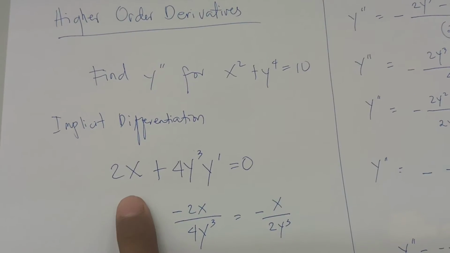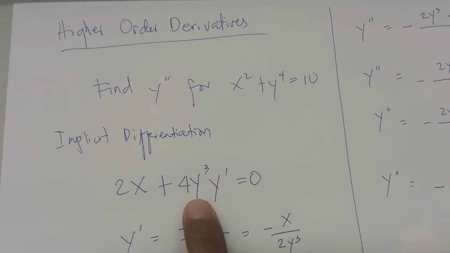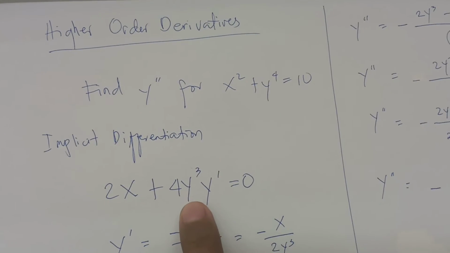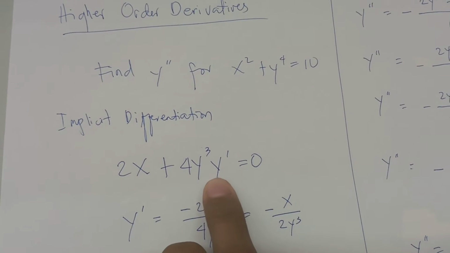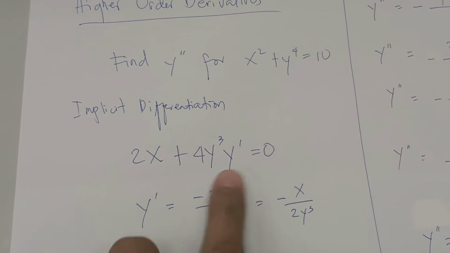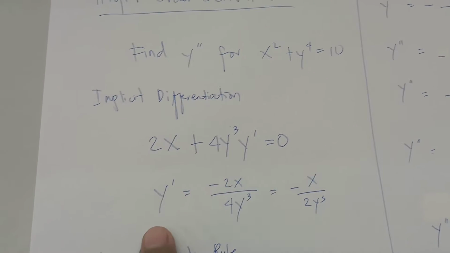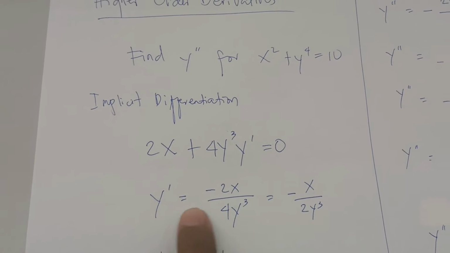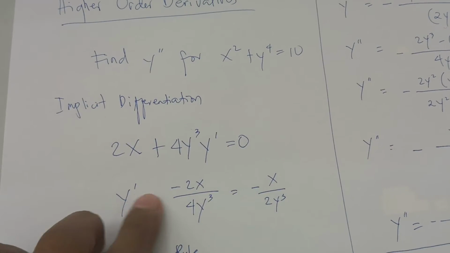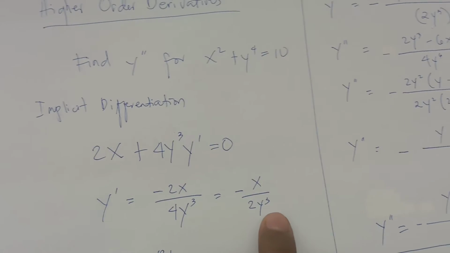So we apply the power rule. And then every time we get the derivative of our y, we will multiply by y prime. So that is equal to 0. Simplifying that one, getting the first derivative, y prime is equal to negative 2x over 4y cubed. So that is negative x over 2y cubed.